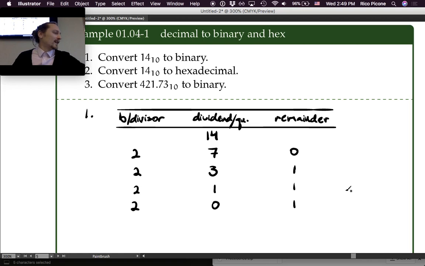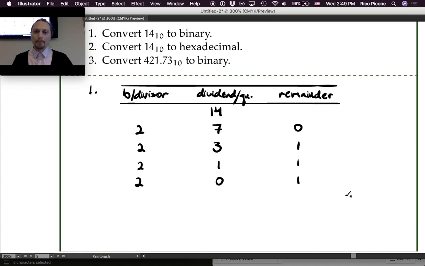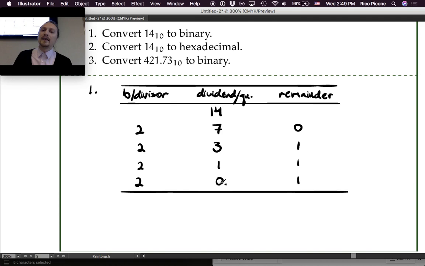Yeah. We need to convert 14 base 10. That's what we need. So we got down to 0. If we keep dividing 0 by 2, we're just going to keep getting remainder zeros forever. And so we actually say therefore, 14 base 10 is equal to, in binary, 1110 in base 2, where we read from the bottom of the remainder column to the top.